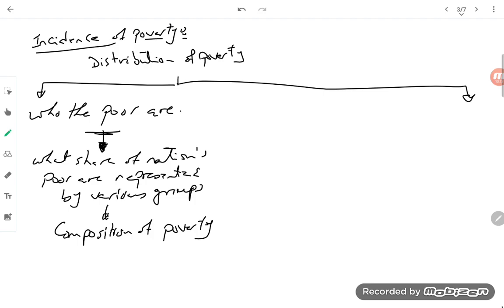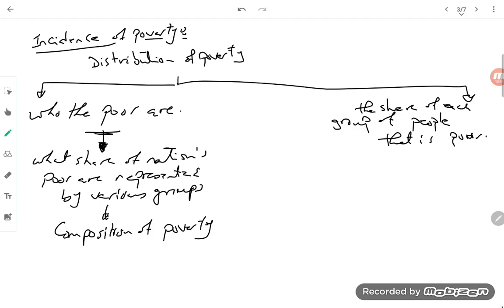Number two, looking at the share of each group of people that is poor. This means that we are going to divide population based on age, family type, race.